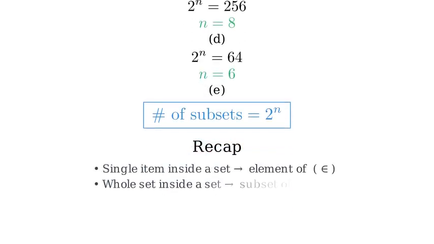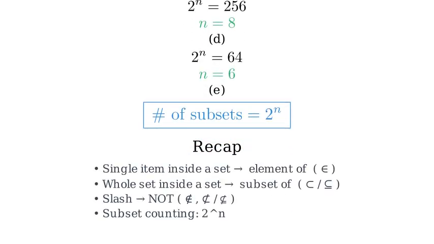Quick recap. Use element of and subset of with care. Single items use element of, sets use subset of. A slash means not. And to count subsets, remember the power of 2 to the n.